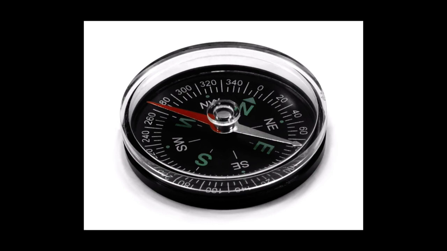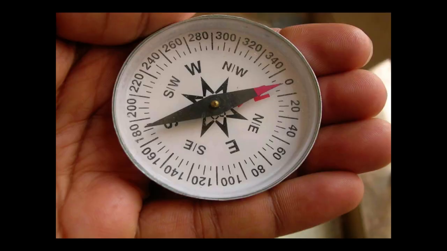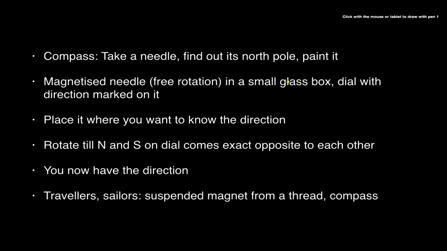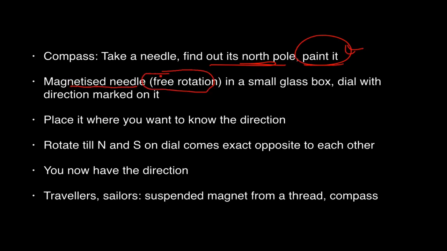This is again something similar to that, and this is again the north south direction, and especially we paint the north direction. This is a characteristic feature in a compass, that the north direction is painted. South can also be painted, it doesn't matter, but the usual convention says find out the north pole and paint it red. Now a magnetized needle is undergoing free rotation. Obviously it is not under any external influence except the magnetic force, in a small glass box which I have shown you, and the dial is there with directions marked on it. Place it wherever you want to know the direction.